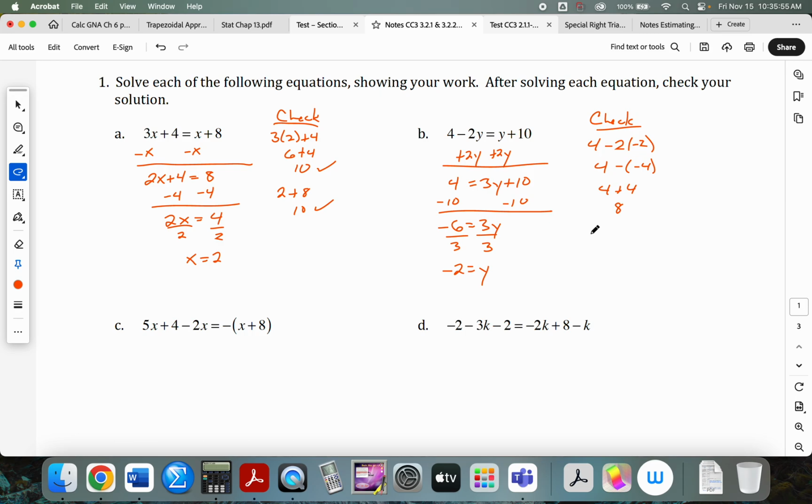The other side's actually easier. It's just negative 2 plus y, or should be negative 2 plus 10, and that's 8. These two are the same, so that is the correct solution.